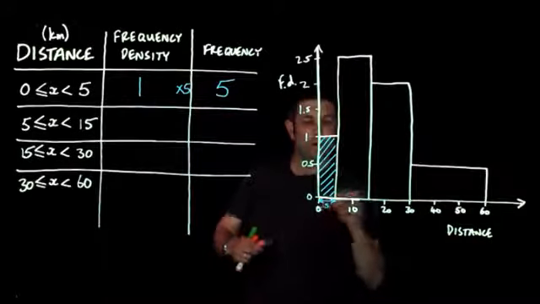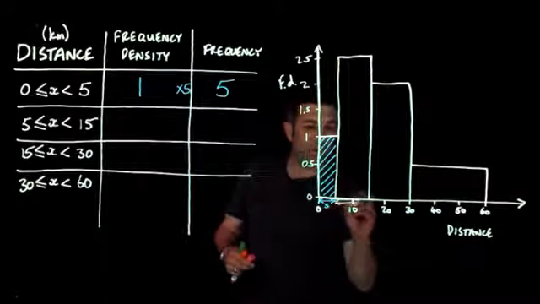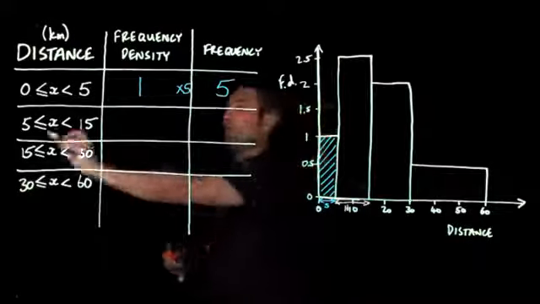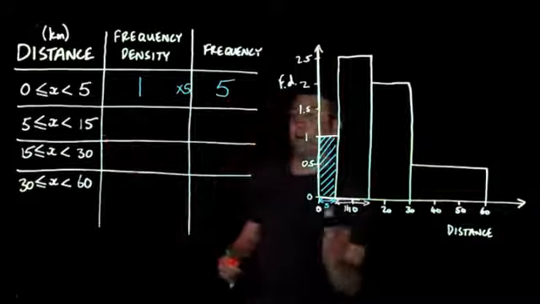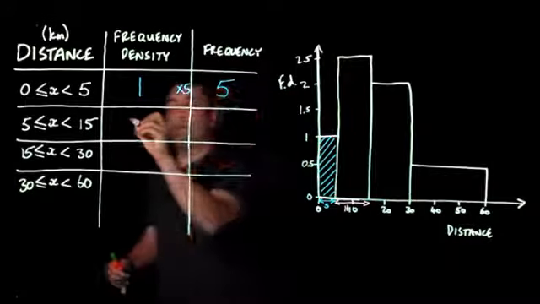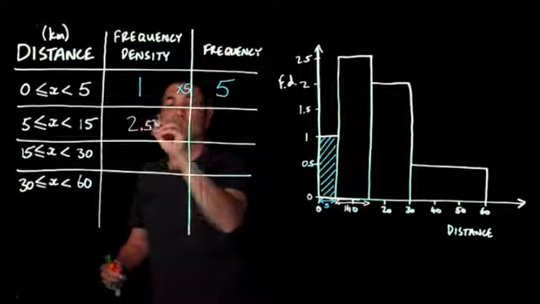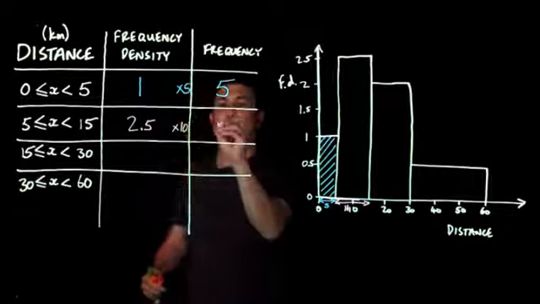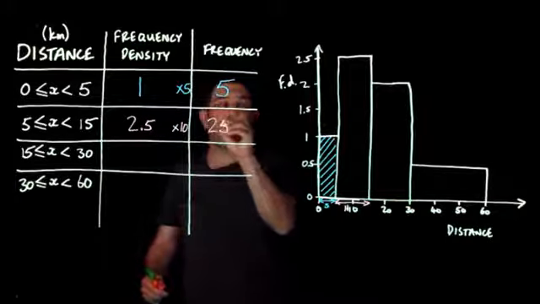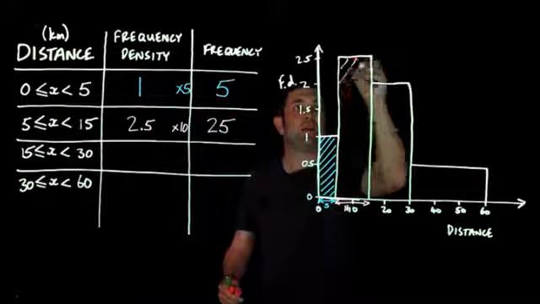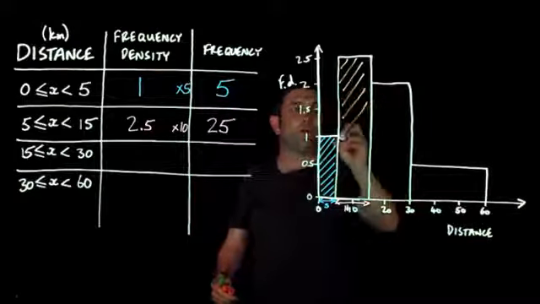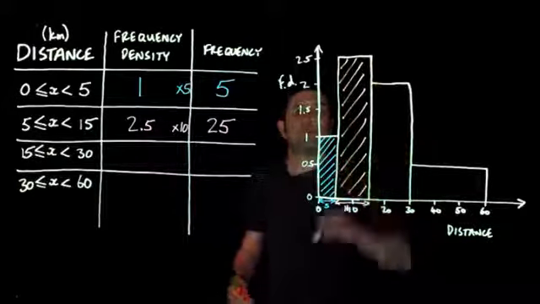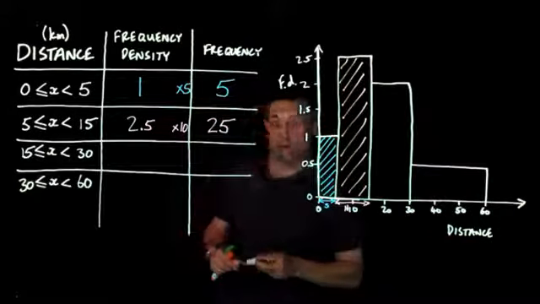So the width of this bar, the class width, is 10. From 5 up to 15, I can check that there. And the frequency density is 2.5. Now, my width is 10, so I'm going to multiply that 2.5 by 10, and I end up with 25 people in that group. Let's check that by doing the area of this particular bar. It's 10 across there, and it's 2.5 tall, 2.5 times 10, fantastic.